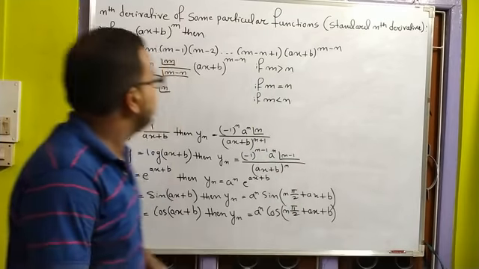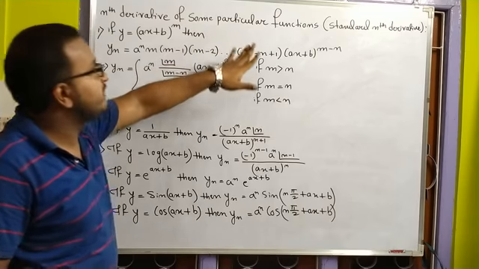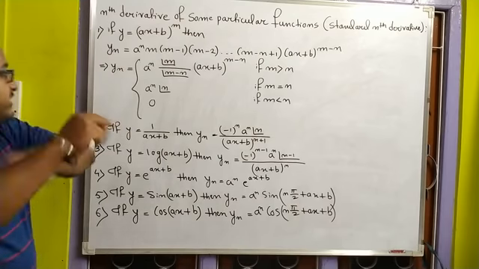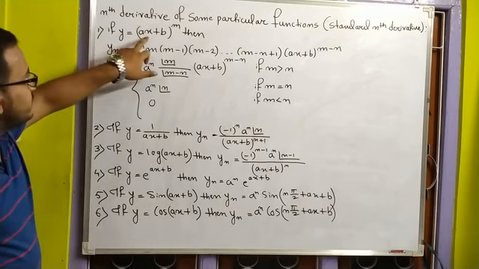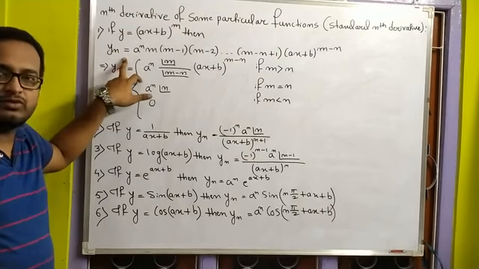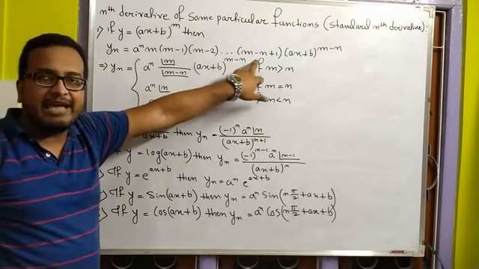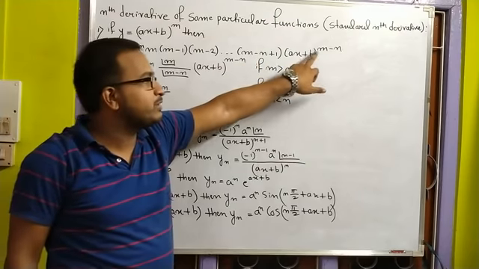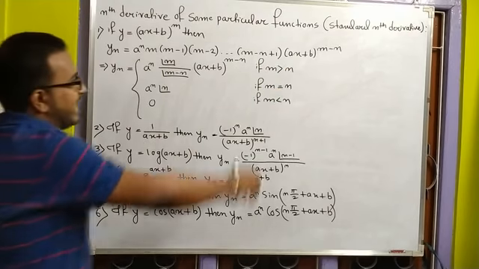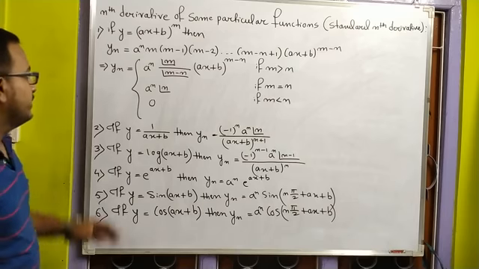So these are some standard nth derivatives of some particular functions. Okay. So let us recite one by one. If y equals to (ax plus b) to the power m, then yn equals to a to the power n into m into (m minus 1) into (m minus 2) into dot dot into (m minus n plus 1) into (ax plus b) to the power (m minus n). Okay. Now you see, if your m is greater than n, okay, I will do it later.